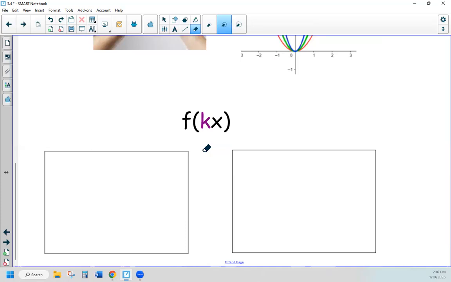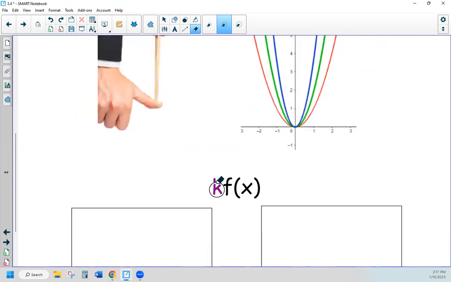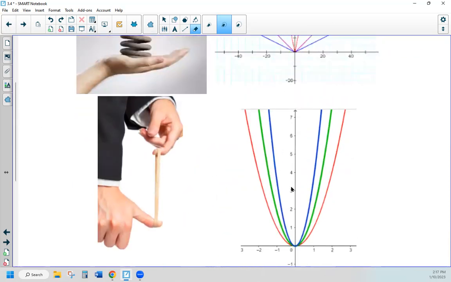When we did addition and subtraction, that's when we moved it up, down, side to side. So adding and subtracting creates a move, a slide of the function, a slide of the graph, where multiplication will create a stretch or a compression. Now, the difference is multiplying inside versus multiplying outside. All right, so going back to the notes, check it out.